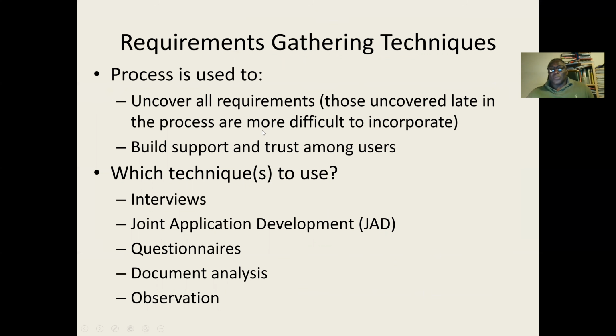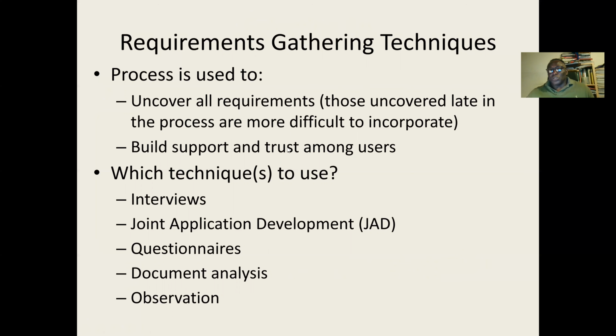So these are some of the process requirement gathering techniques. Here we say the process is used to uncover all requirements. Those uncovered late in the process are more difficult to incorporate. Build support and trust among users. I think that's the most important. We are going to get most of the data, information, or behavior of the system from the users.